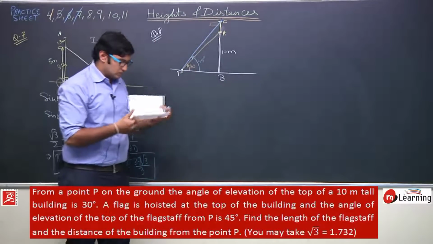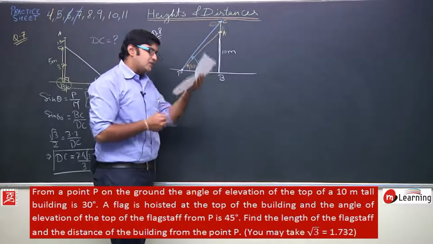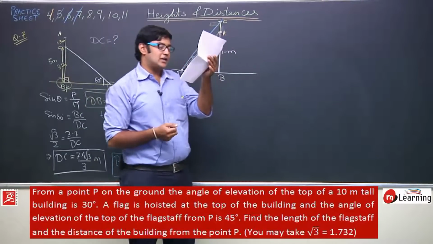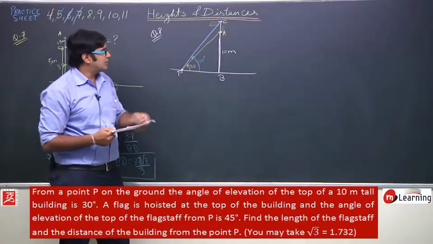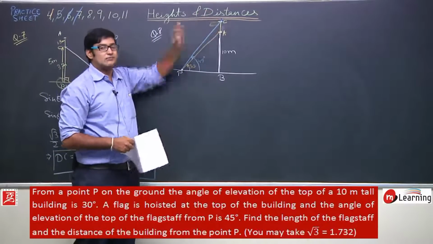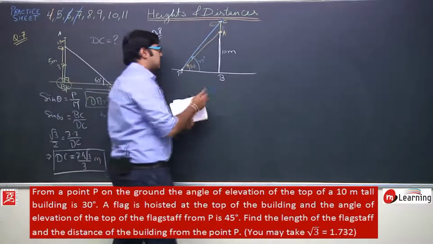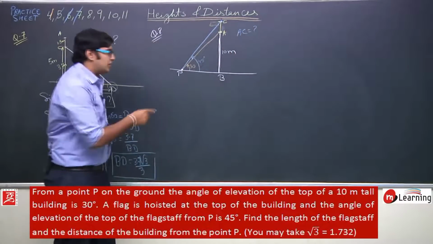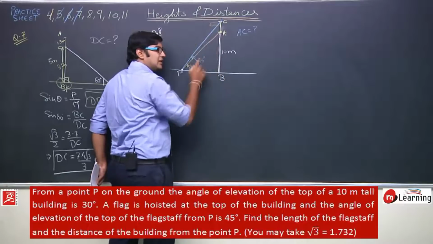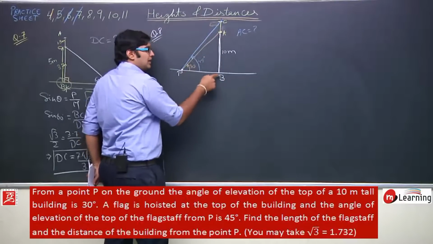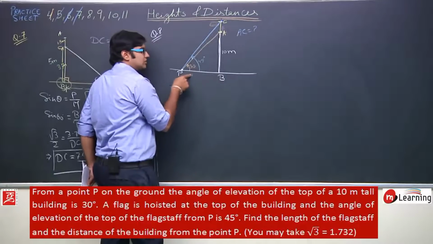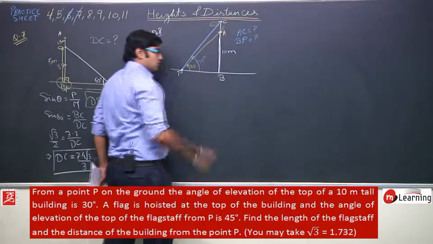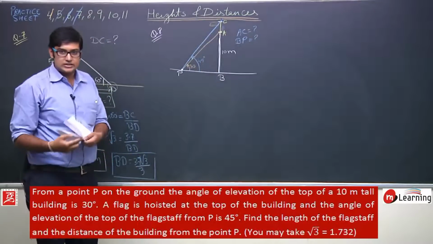Okay. So I need to calculate the length of the flag staff and the distance of the building from the point P. What we need to calculate is the length of this flag staff, that is, I need to calculate AC, okay, and the distance of this point P from the building, this is the building and this is point P. So from the building I need to calculate the distance of this point P, so I need to calculate BP. Okay, so these are the two unknown quantities.